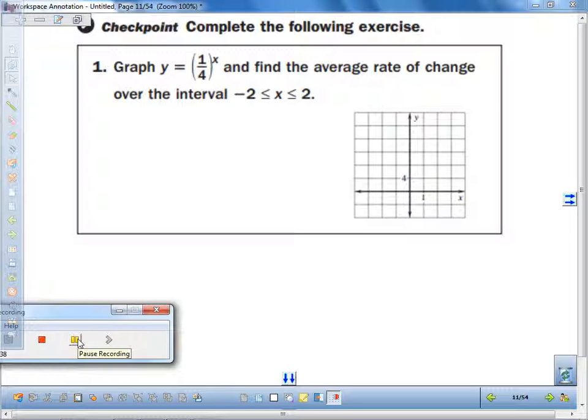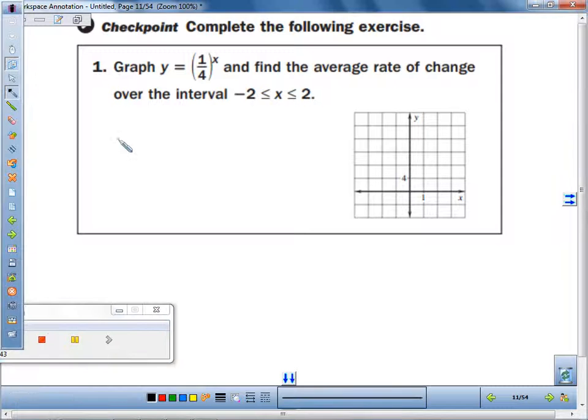Alright, here we're going to graph another one. Now, what I first suggest you do is establish what your asymptote is, because we're not going to plot all those points. We will plot, and we'll find the average rate of change here, but we don't need all those points. What we need is -2 and 2, and then the range that goes with it.